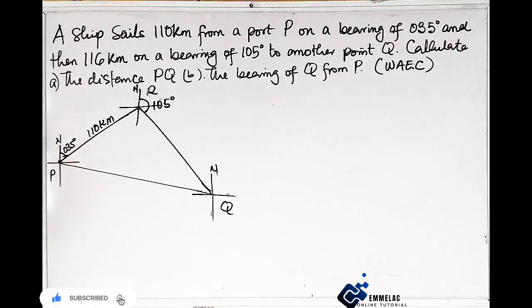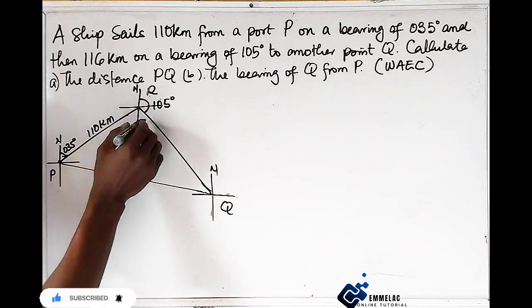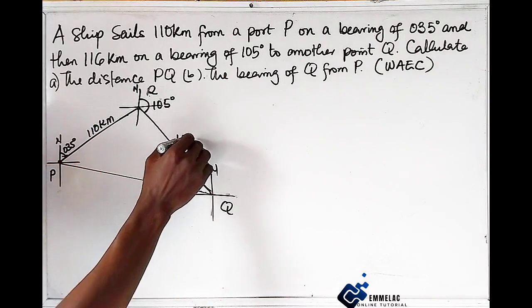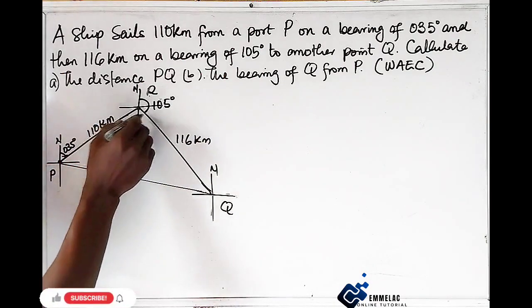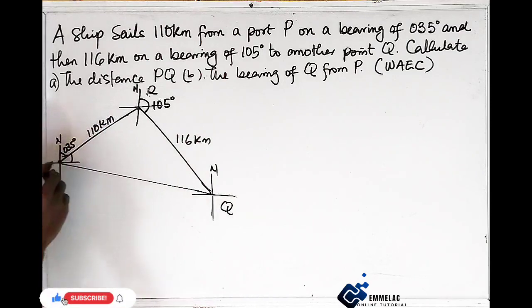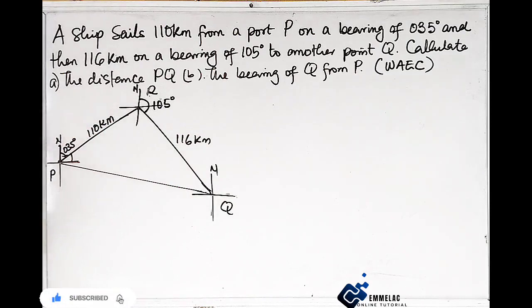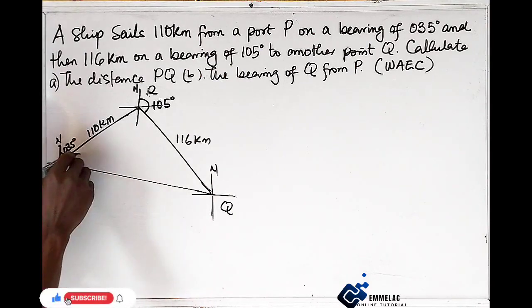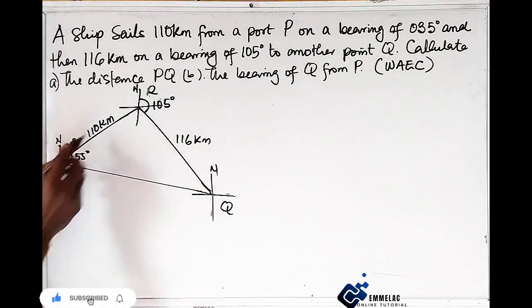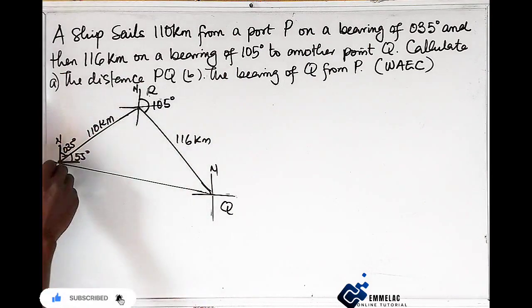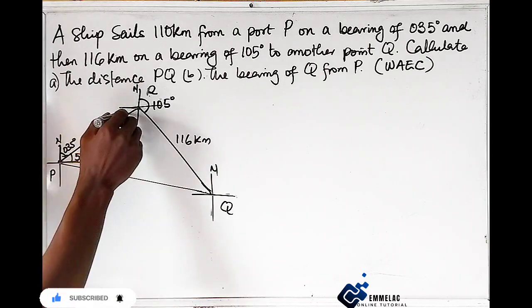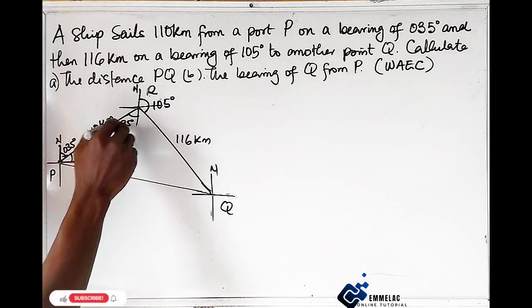To this end, let us now find the angle here. Here is 116 km. Take note, this is a straight line, a right angle, which is 90 degrees. So 90 minus 35 will give us 55. So here is 55. This angle is adjacent to this angle, so here will also be 35 degrees.